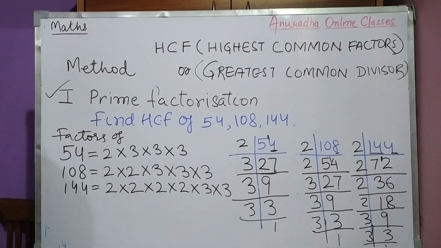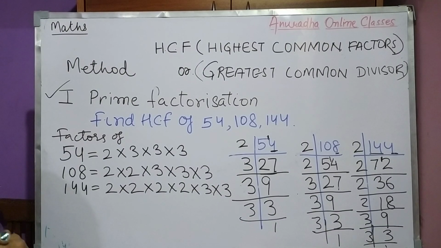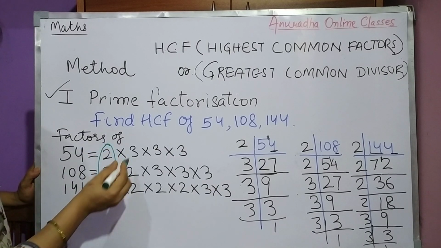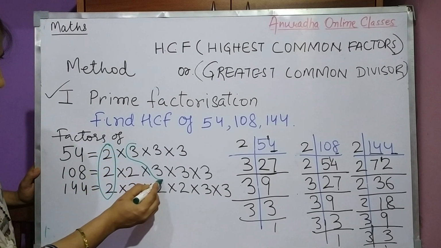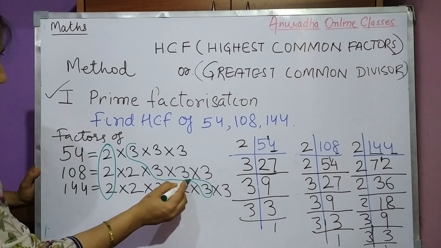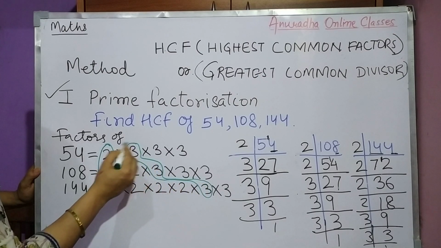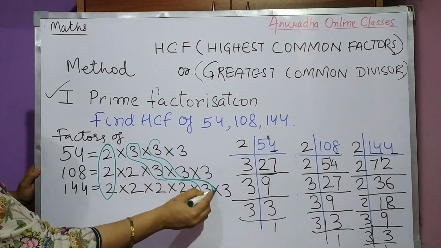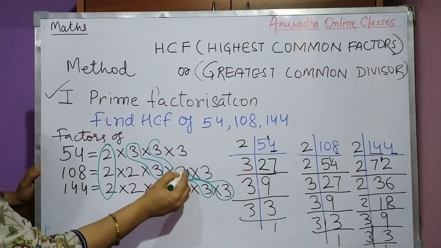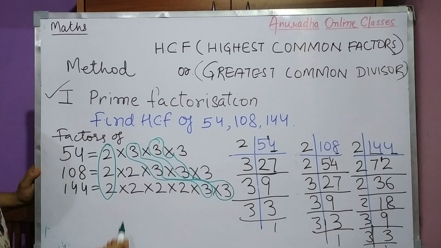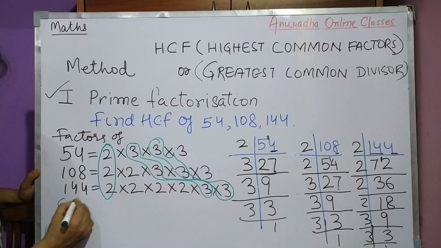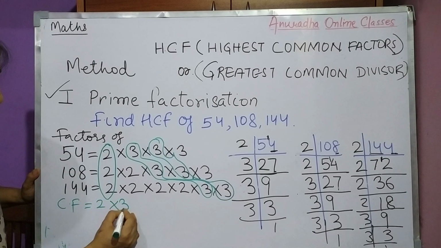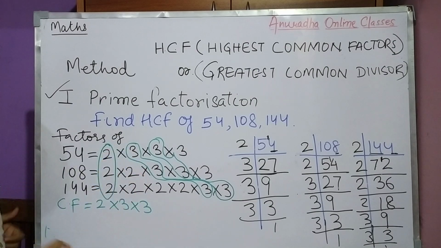Let us see the common factors. Common factors are this 2. उसके बाद आप देख रहे हो this one 3 and this 3. Okay. This and one more 3 is there. See here and this one 3. Okay. This. So what are the common factors? Common factors are 2 into 3 into 3.